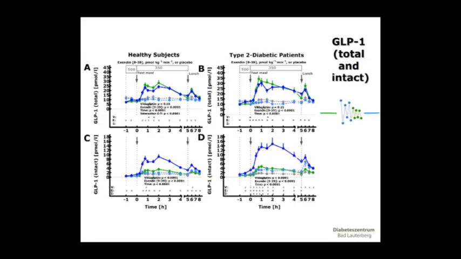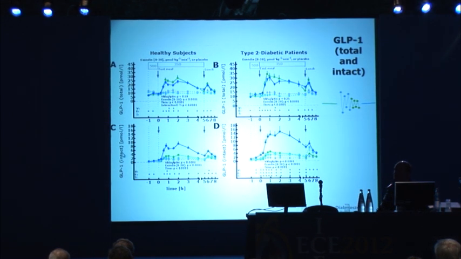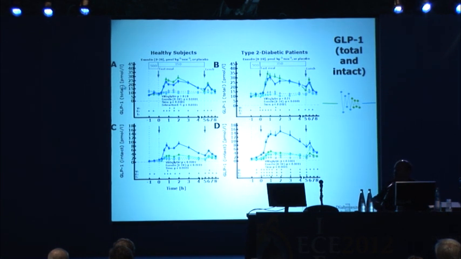In our recent study, we again looked at GLP-1. This is healthy subjects, this is type 2 diabetic patients, this is the total level of GLP-1 with a non-specific assay. This is intact, so this is not attacked by DPP-4, but the majority is in this fraction, and if we want to measure secretion, we look at the total GLP-1.